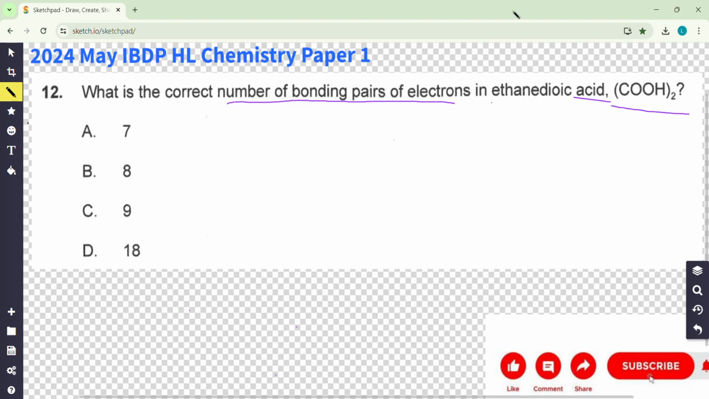So, question 12 is about the number of bonding pairs of electrons in this structure, an acid. Maybe you don't know what this acid is, but COOH, I remember. So try to draw them out, okay?